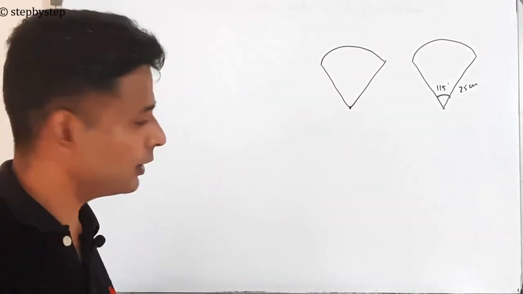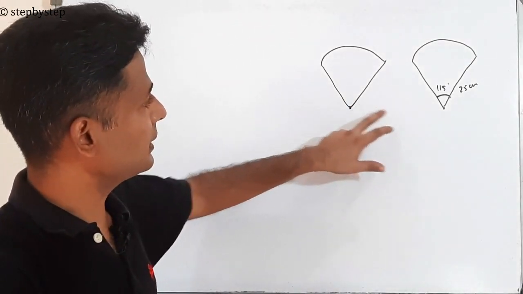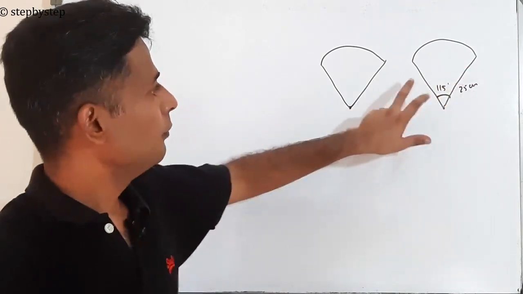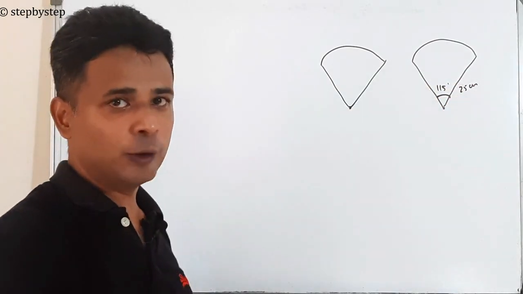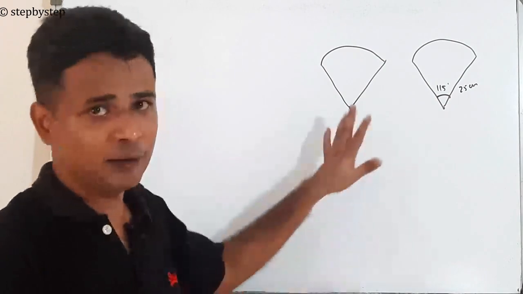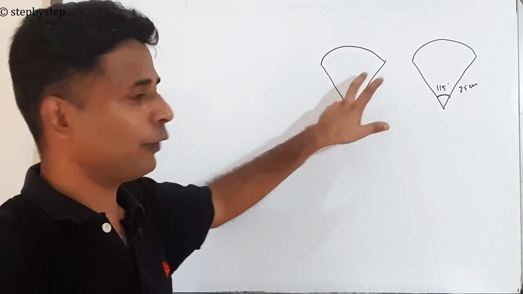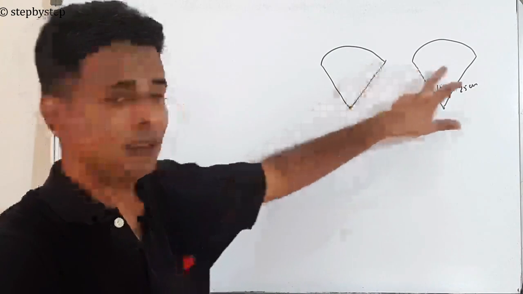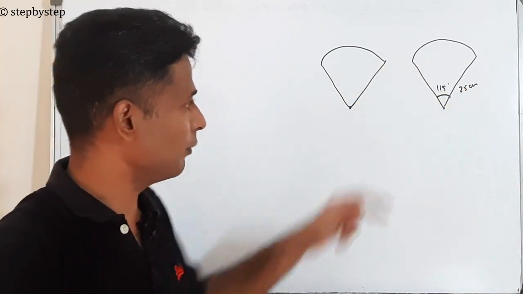Alright guys, now the next question. They have said there are two window wipers of length 25 which sweep an angle of 115. They don't overlap, so it will look something like this when you are in the front seat. Now we have to find the total area which has been swept by these two. So area of this plus area of this.